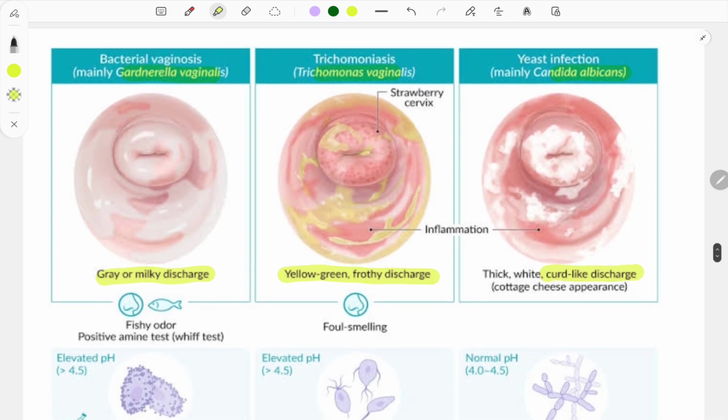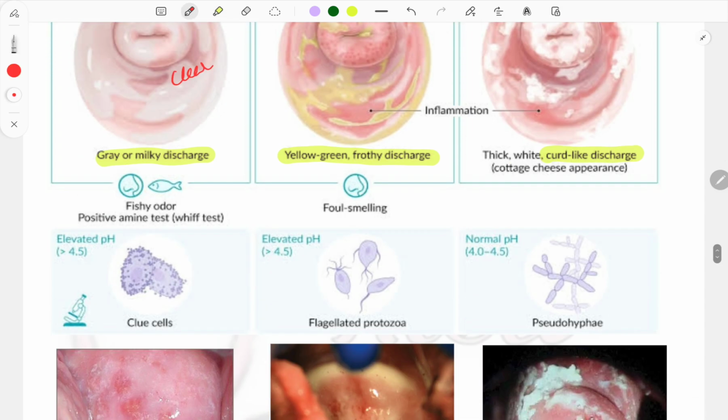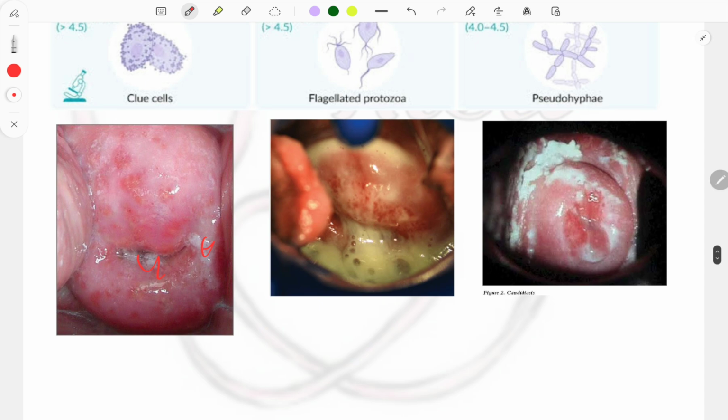Clear. So the one in bacterial vaginosis will be clear. So as you can see here in the image, this one is clear. This one is yellow green and this one is curdy white.